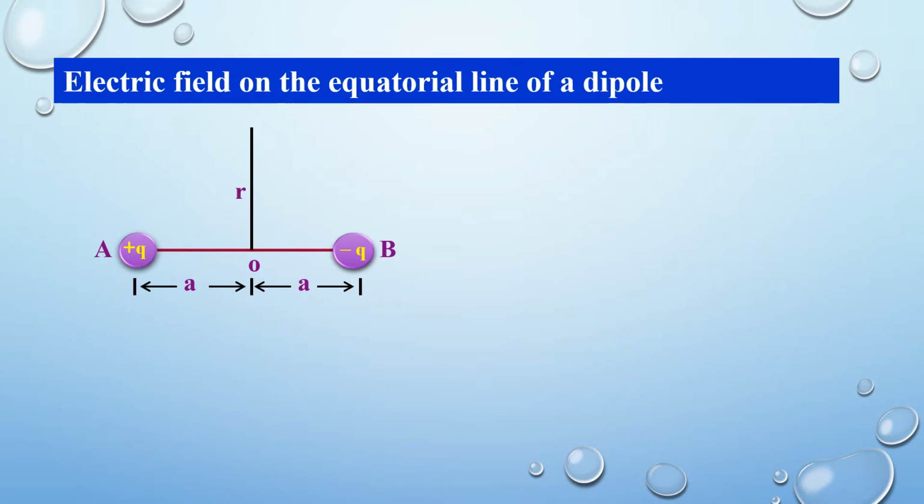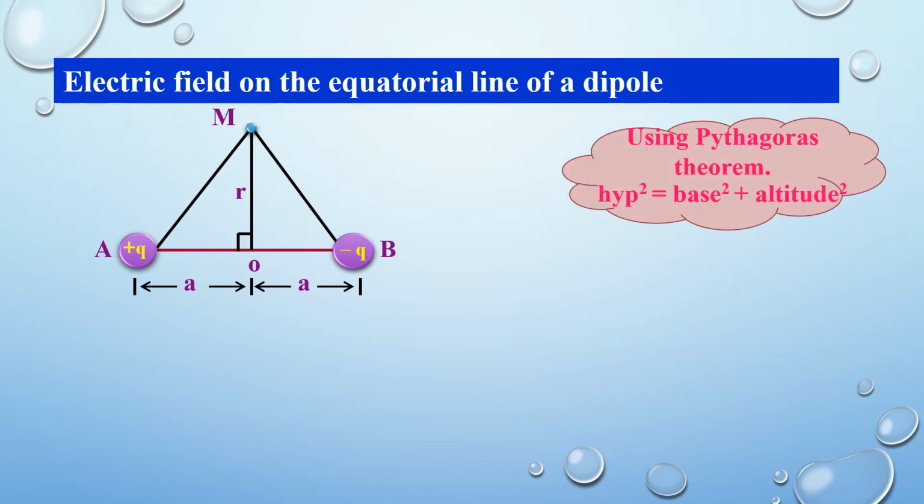Now, if I consider a point which is at a distance r from the center of the dipole, we have to find what is the net electric field at this point. Let us call this point M. The electric field due to the positive charge at point M has to be found out, and the electric field due to the negative charge at point M has to be found out. The equatorial line makes an angle of 90 degrees with the dipole axis.